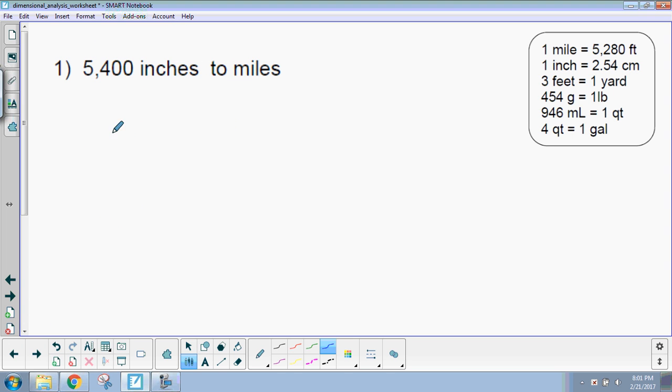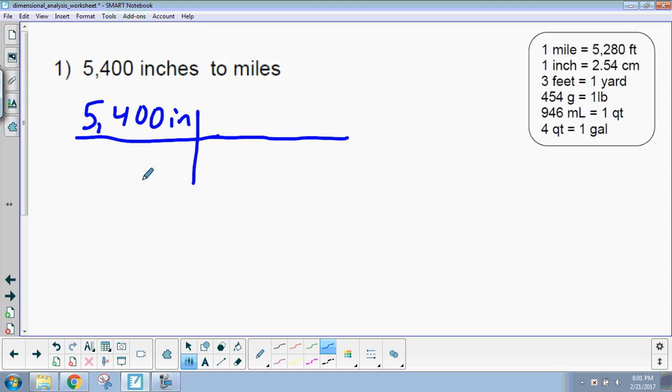So, number one, you have 5,400 inches. Okay? You always set up a table like this. If you want to get rid of inches, then put inches on the bottom. And we're trying to go to miles. So if you look over here, we got to make the jump to feet so we can get to that mile conversion. So how many inches are in a foot? 12. The equivalent would be 1 foot.